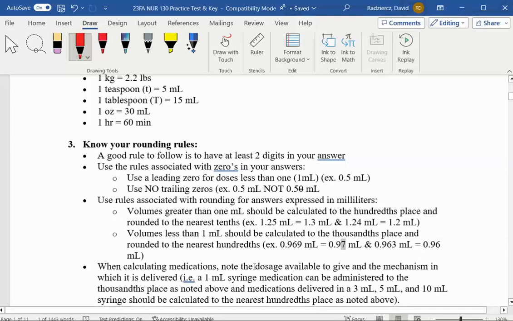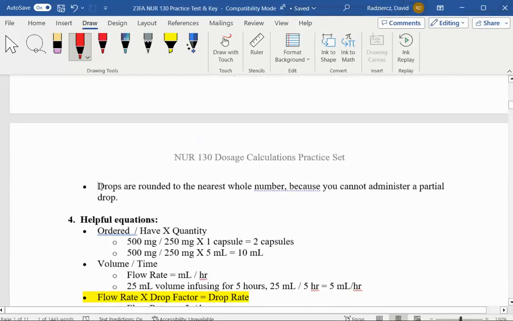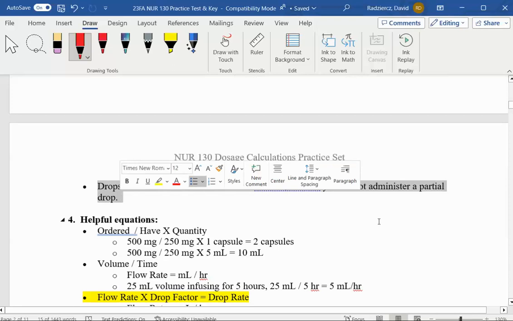The only time that you would round to the nearest whole number is when we're dealing with drops. The reason drops round to the nearest whole number is because you cannot give somebody a partial drop. Either it drops or it doesn't. And so you're going to go to the next highest drop when we do that. We haven't covered that yet, but that's what that is.